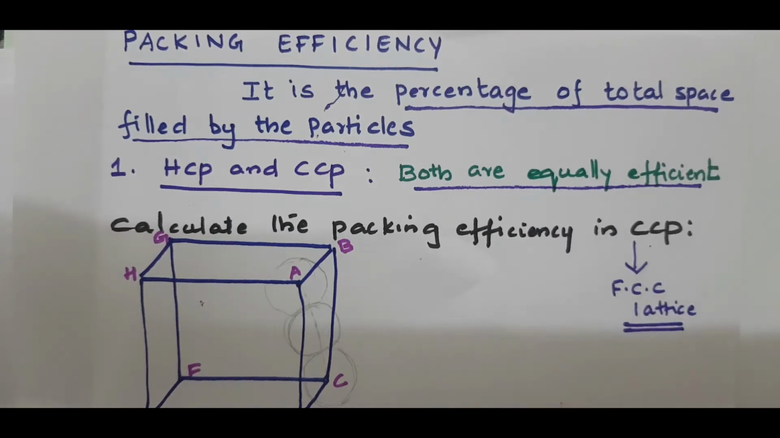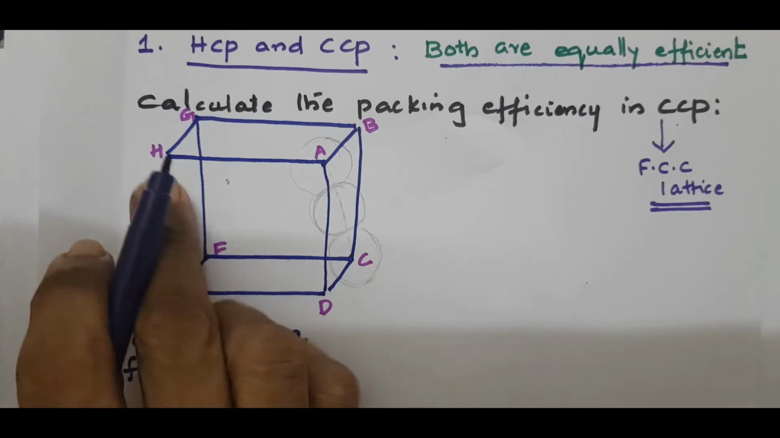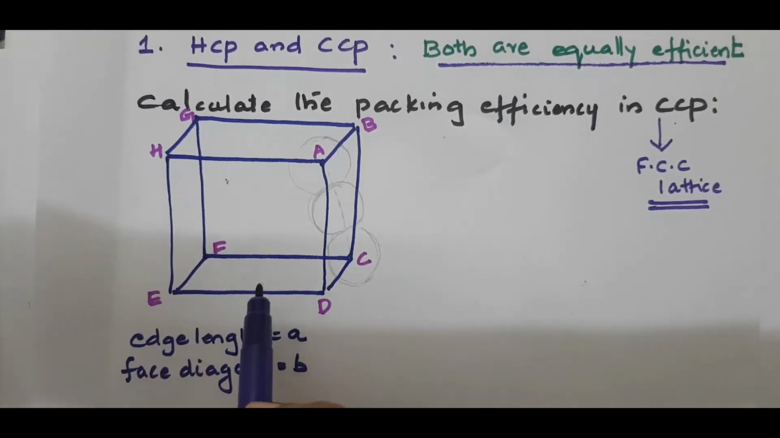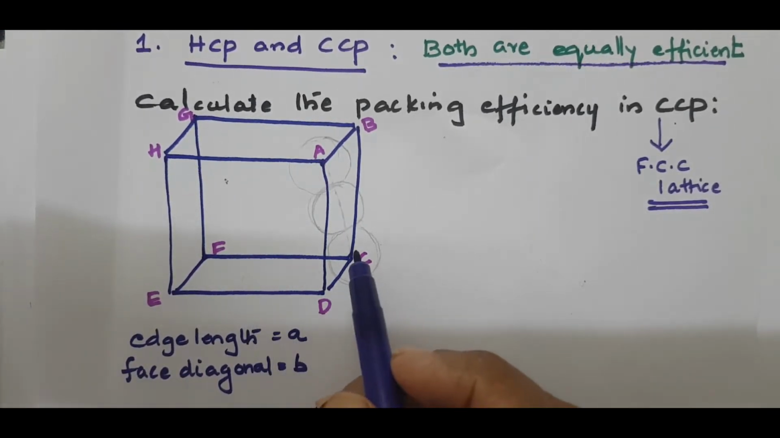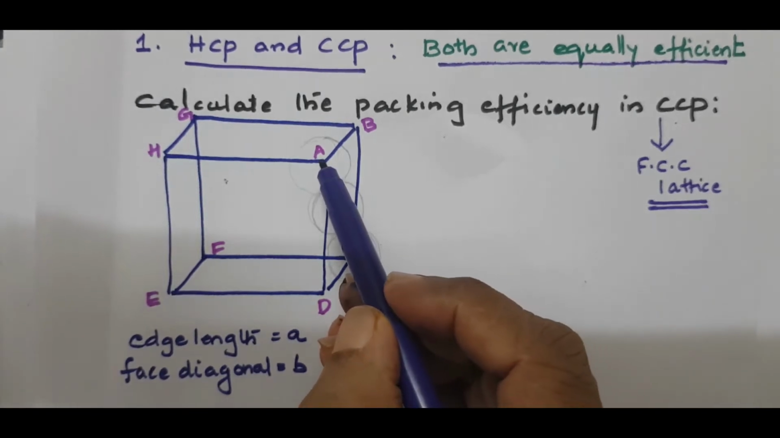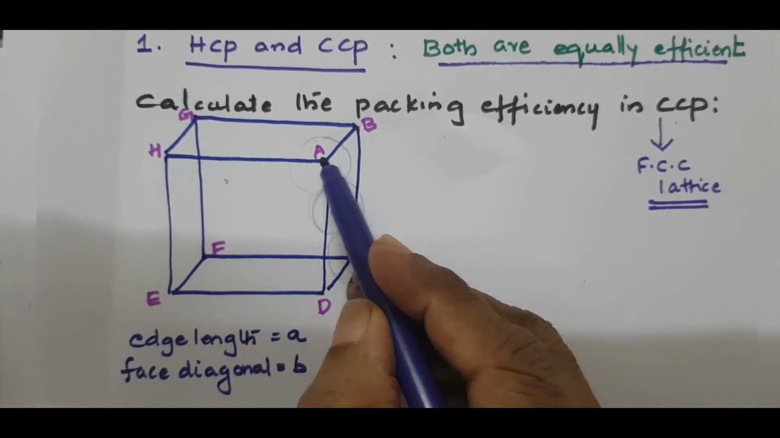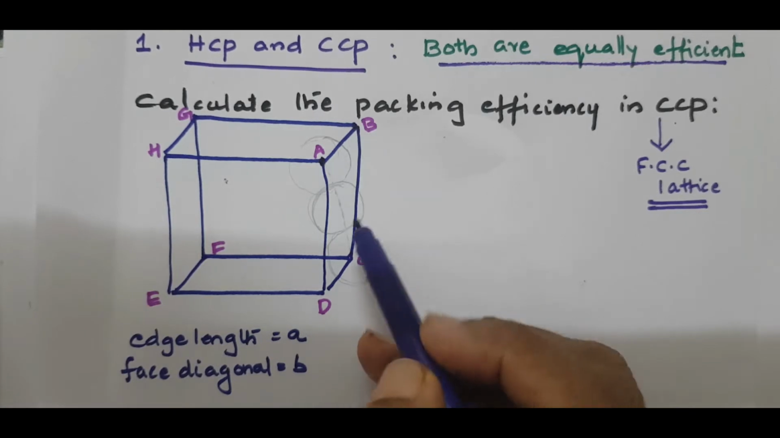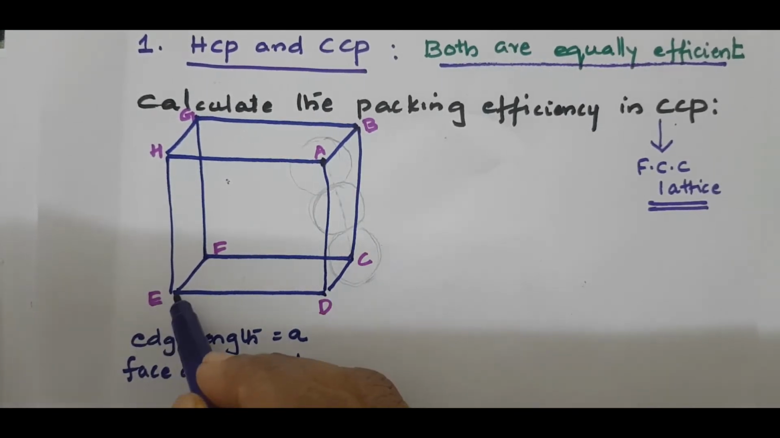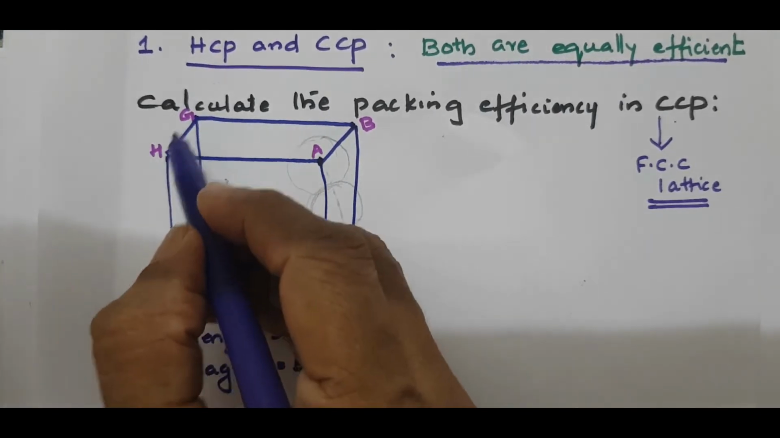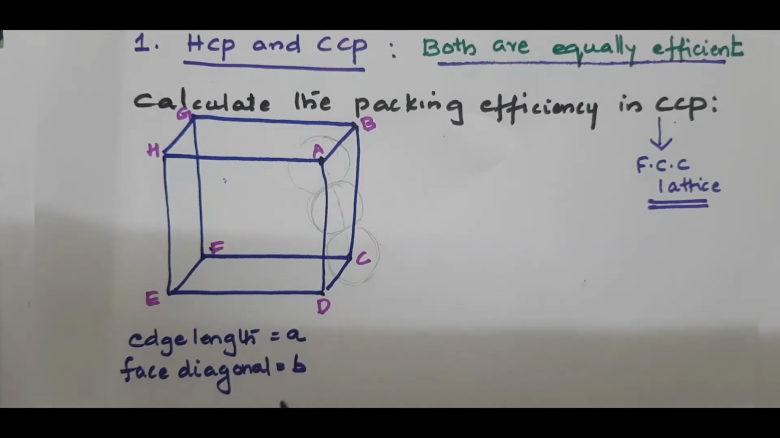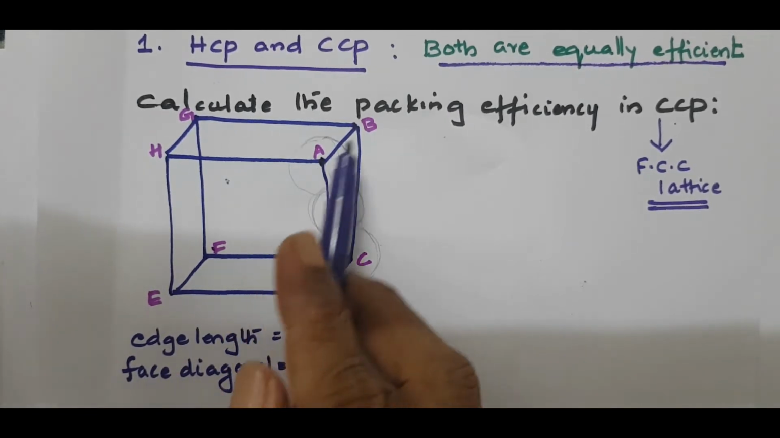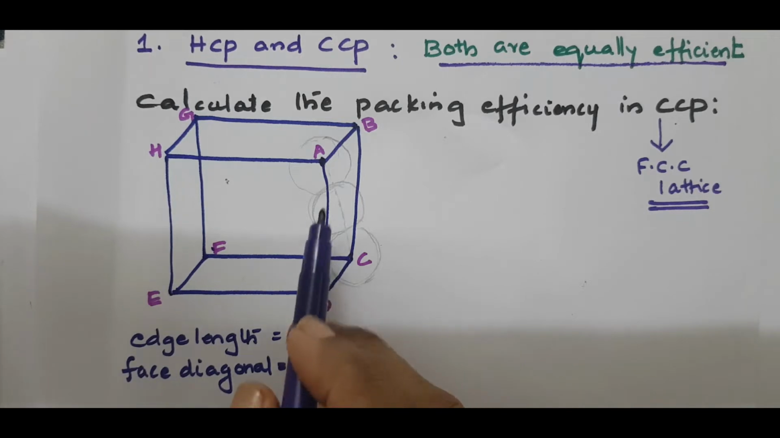Okay, so first what we have to do, we have to draw a cube. Correct. And then keep in mind you have to label the corners A, B, C, D, then at the top corners E, F, G and H. Okay, so we have drawn a cube and we have labeled the corners.